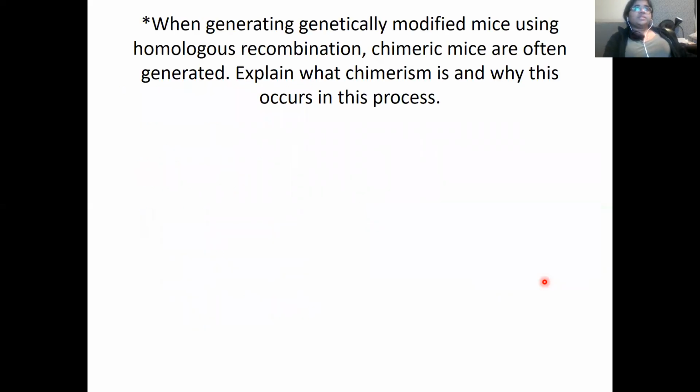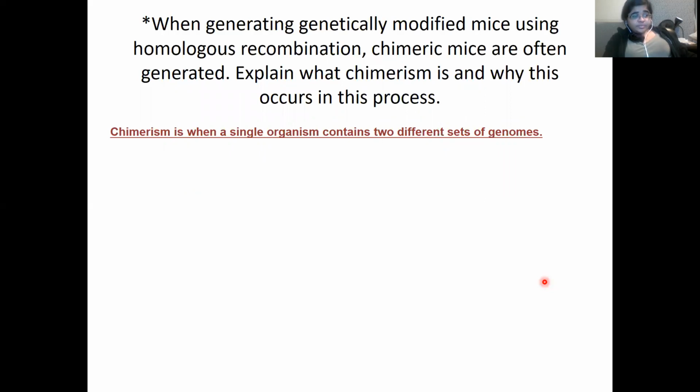So, okay, this is a question. It's a fun one. I really like it. When generating genetically modified mice using homologous recombination, chimeric mice are often generated. Explain what chimerism is and why this occurs in this process.